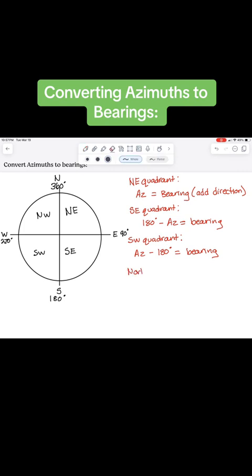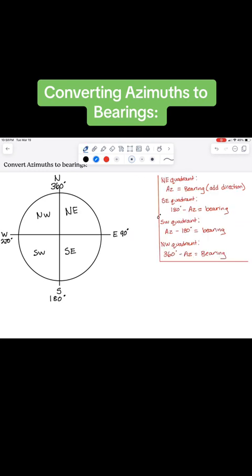Okay, so in the northwest quadrant, you are going to take 360 degrees and subtract your azimuth to calculate your bearing. So there are the formulas. And now let's jump into some examples.